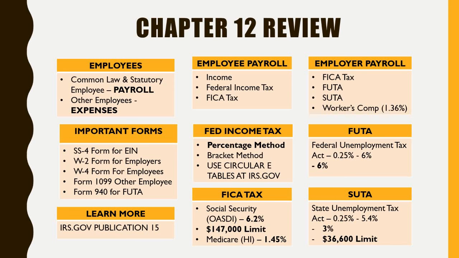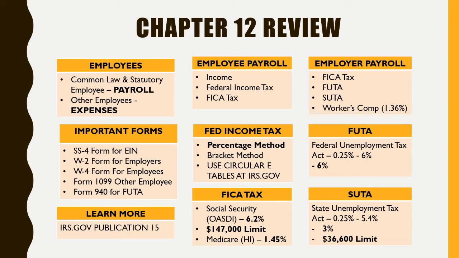So let's talk about the chapter review. We talked about employees and what the different types of employees are. So again, we have our common law and our statutory employees. Those are the people that are going to be on your payroll, while all the other types of employees, your independent contractors, your leased employees, all of those kinds of individuals, are just mere expenses to the company, where you don't have to pay anything to them except for the hours that they work.